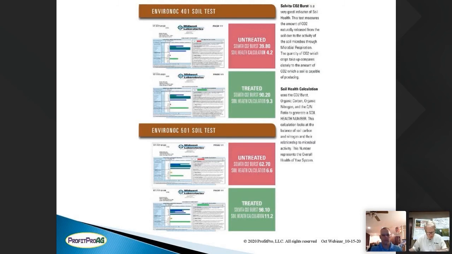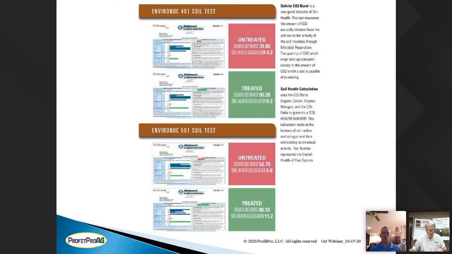So on the control, the top one, the calculation is 4.2. On the bottom green one, treated with the 401, it had 9.3. So again, we more than doubled it. So that's what these microbial formulations can do.